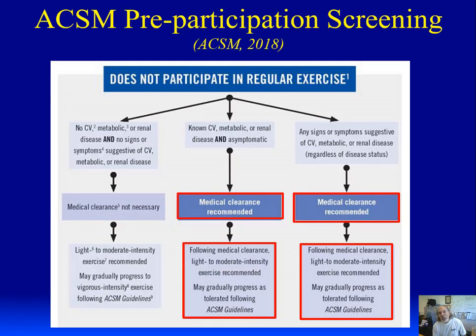Now, this is the ACSM pre-screening. We're just going to review this because now you're dealing with patients with disease or suspected disease. If we just go through it real quick: no cardiovascular, metabolic, or renal disease and no signs or symptoms, medical clearance is not necessary, and that's the recommended general ACSM intensity guidelines. If they've got known disease and they're asymptomatic, doesn't matter, medical clearance. And then if there are any signs or symptoms, and I've got a case study with a patient that I'll give you later, again, medical clearance.